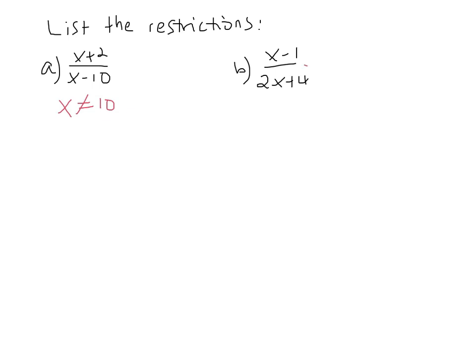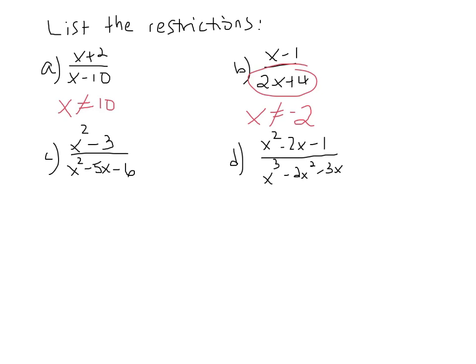See if you can figure this one out here. And remember, all we're looking at is the denominator. What can x not be for this one? What would make the denominator equal to 0 if x were equal to negative 2? So 2 times negative 2 is negative 4, and negative 4 plus 4 is 0. So these are called restrictions. Let's just pause this while I write out some harder examples.